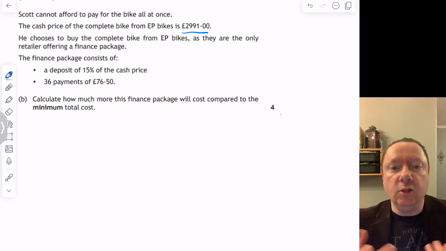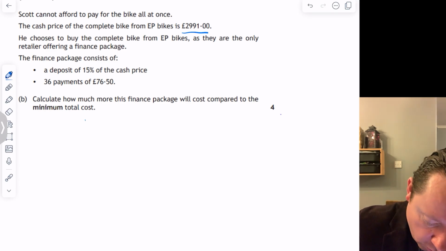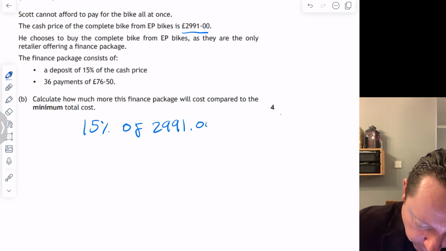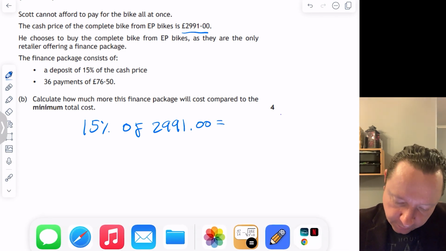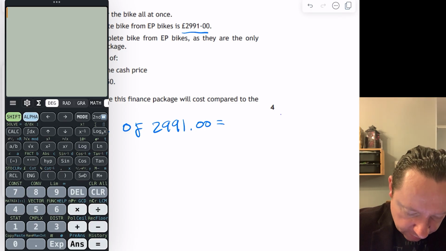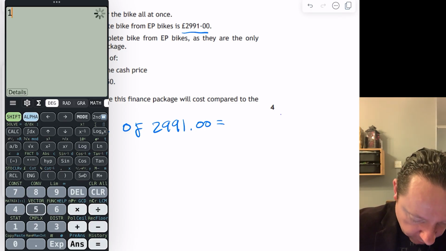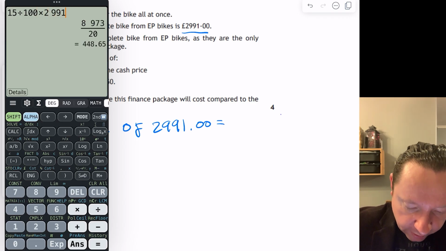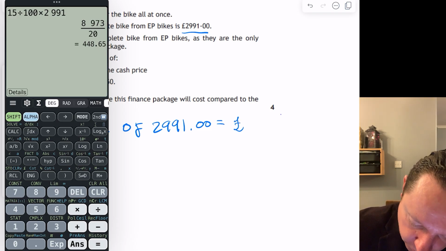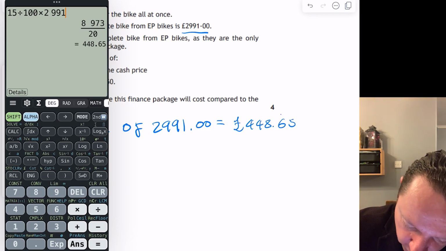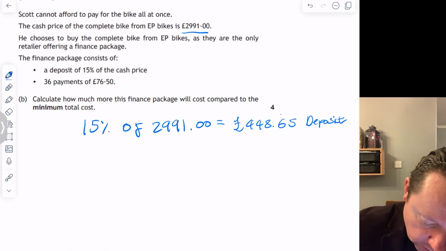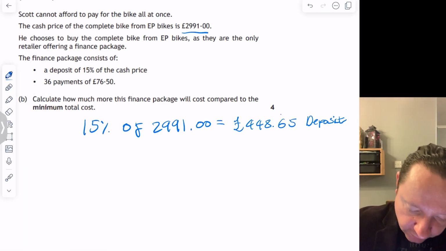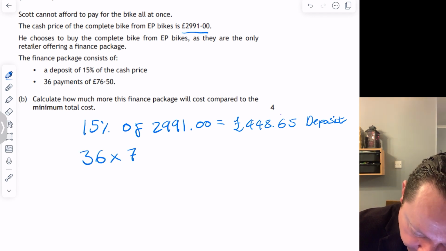So this is a payment plan and we just need to work out the bullet points. So let's start off with 15% of 2,991.00. So calculator for this. To work out 15%, 15 divided by 100 or 0.15, I'll do 15 divided by 100, that's 15%, times 2,991. That gives me 448.65. So that's the deposit. Now it says 36 payments of £76.50. So 36 times £76.50.